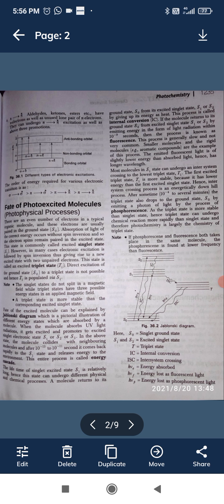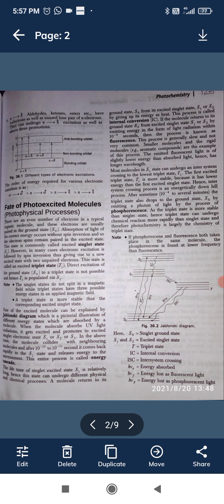So without inversion of spin of the electrons, if the electrons get excited or jump from the ground state, that is S0 singlet state, to a higher state without spin inversion, then we call it an excited singlet state. It may be S1, S2 or S3 and so on. However, in many cases electronic excitation is followed by spin inversion, thus giving rise to a new excited state with two unpaired electrons. Then this state is called an excited triplet state.